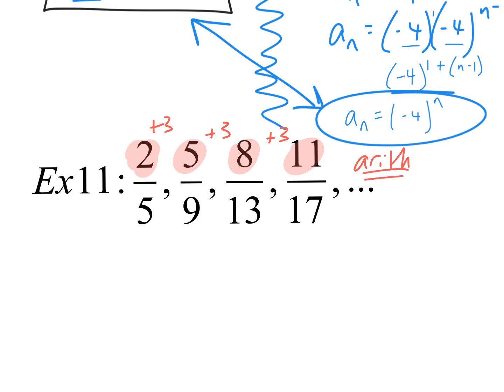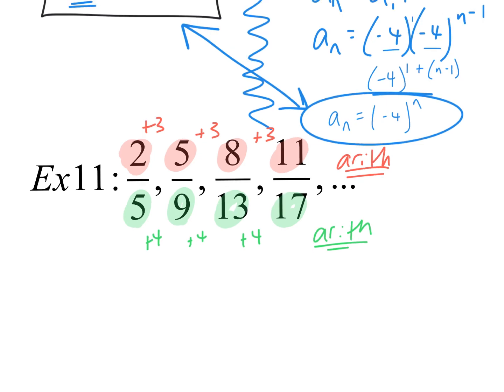Let's look at the denominators separately. 5, 9, 13. Looks like I'm adding 4 every time to the denominators. So that's cool. So I'm going to use my arithmetic sequence for both, and I'm just going to make a fraction out of both formulas that I come up with. Okay, so I'm going to do the red one first.